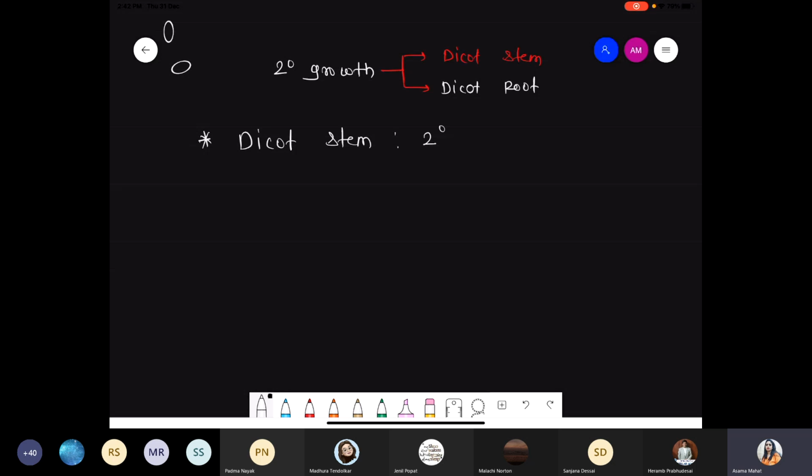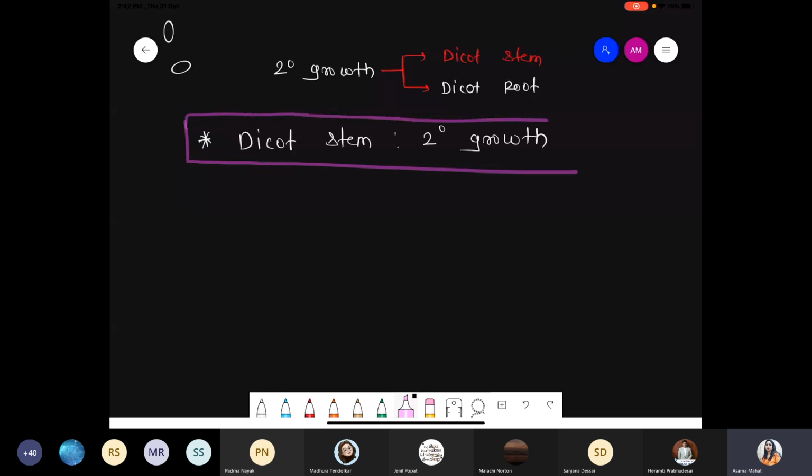Dicot stem secondary growth. Chalo, write down the title. Initially we start with dicot stem secondary growth. Please remember, secondary growth is present in gymnospermic plants and dicots. But in our syllabus, we have to focus only on dicot root and stem. Gymnospermic plant is not part of our syllabus. But please mention one point: secondary growth is also present in gymnosperms.